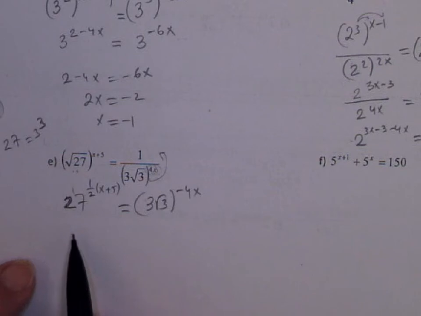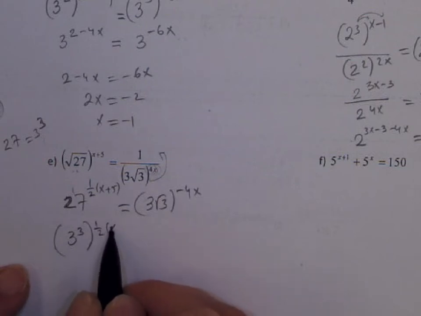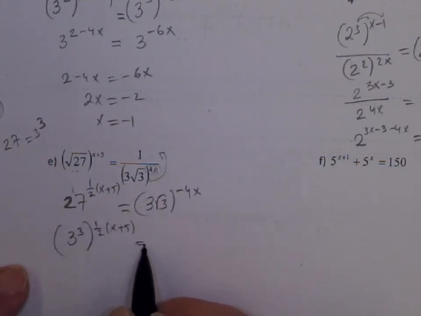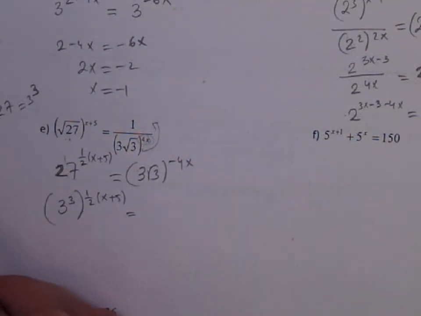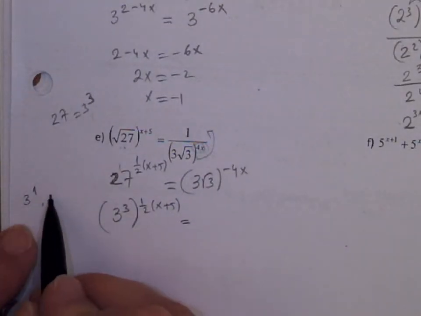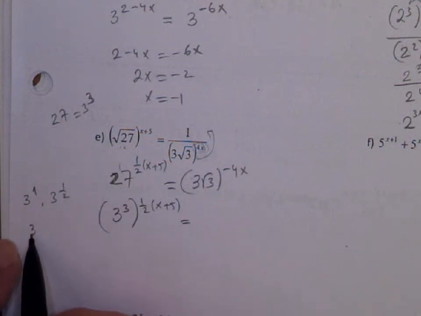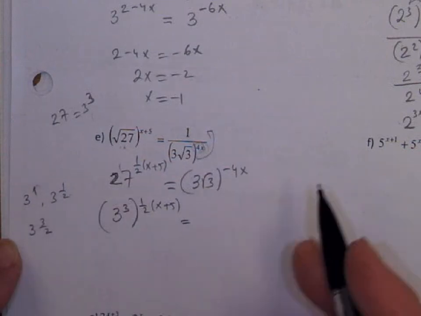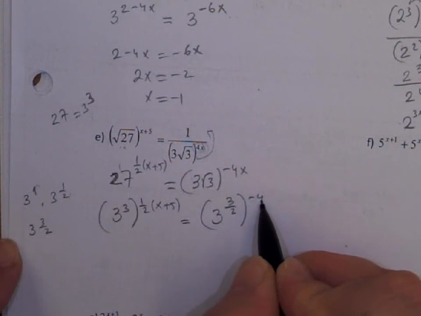Now I'm going to replace 27 with 3 cubed. That gives you 1 over 2, x plus 5 here. And 3 root 3, so 3 is 3 to the power of 1. Root 3 is 3 to the power of 1 over 2. If they are multiplied, you get 3 to the power of 3 over 2. So you add the exponents. So you get 3 to the power of 3 over 2 to the power of negative 4x.